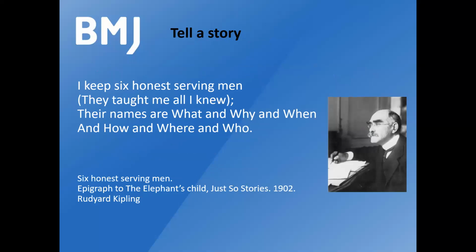And this is from Rudyard Kipling, from Six Honest Serving Men. I keep six honest serving men. Their names are what, why, and when, and how, and where, and who. And that's principles of good writing, regardless of whether you're writing a story or writing a review article or writing a quality improvement project. Think about these things and how you kind of answer these questions that people might have about your paper.